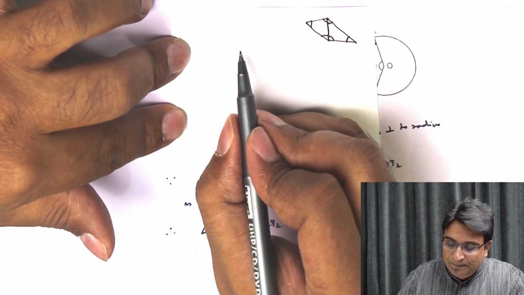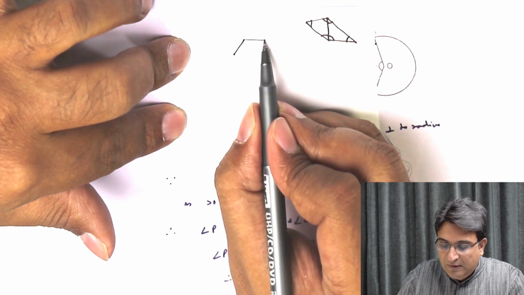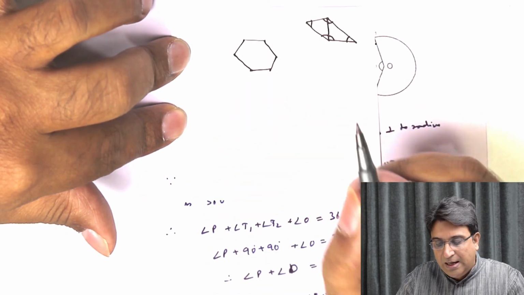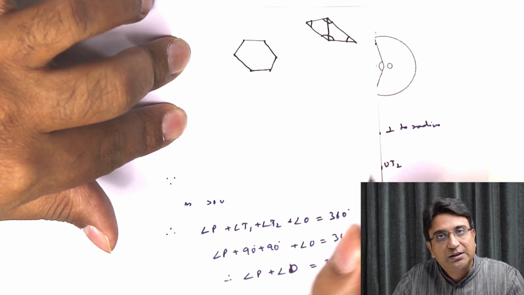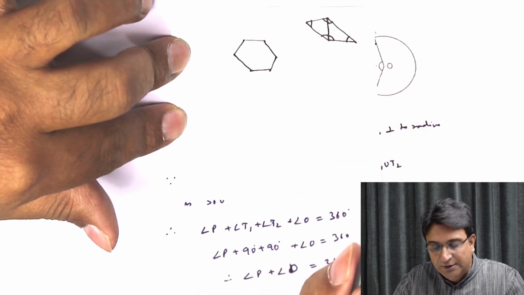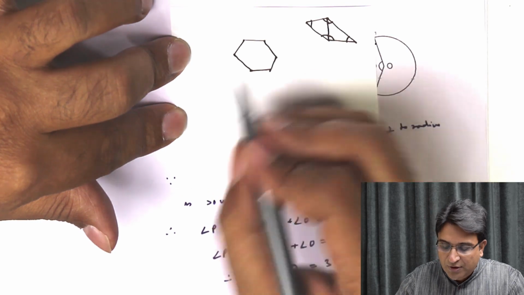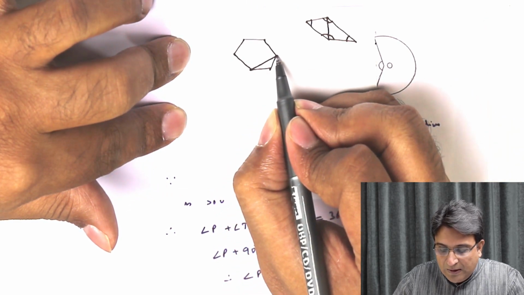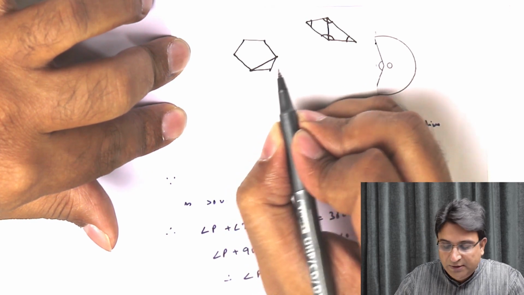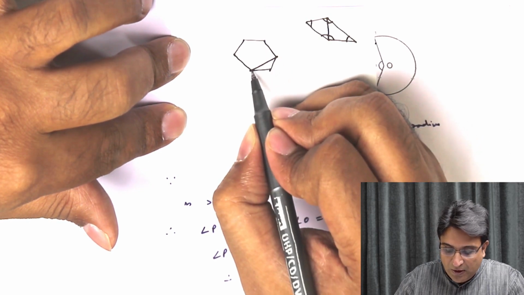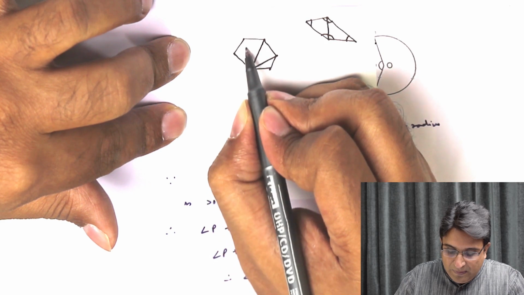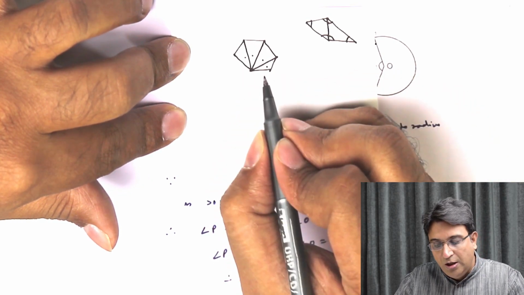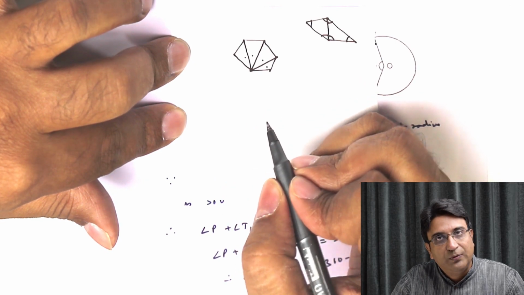Let me show you. Suppose we have, say, a hexagon. And I'm not saying it's a regular hexagon. Regular hexagon means all the sides are equal. I'm not saying that all the sides are equal. Okay, so it's a general hexagon. Now start from any one point, let's say this point, and leave one vertex, join the other. You get one triangle, another. Now if you see this, you get 4 non-overlapping triangles.